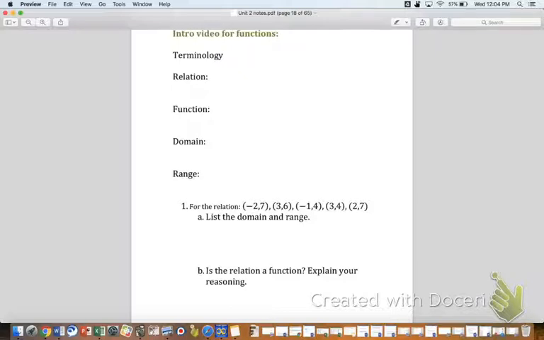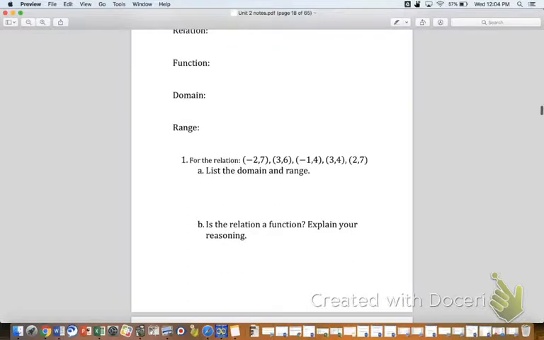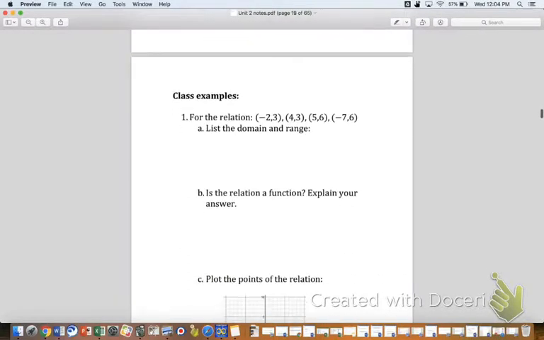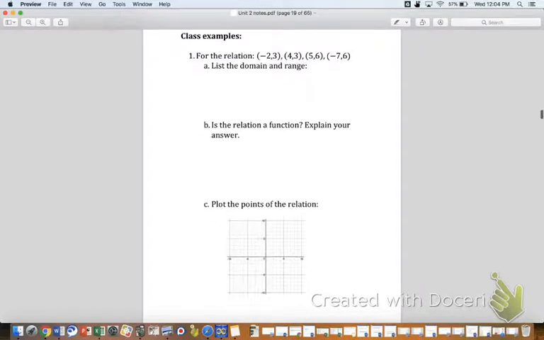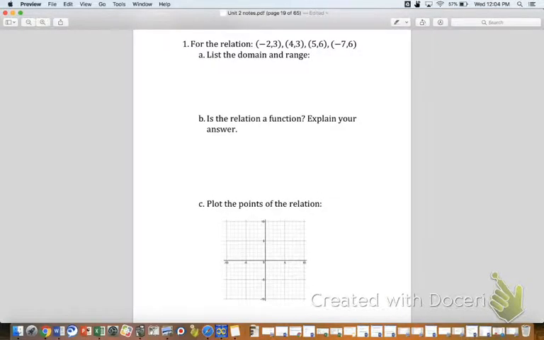We did one little example within that video, and I thought a great way to start this off would be to see how you're doing with the video material. So let's try this one right here. I'm going to call on you guys to see how much you can help with these questions. There we go. For the relation, it lists all these points, with x's and y's: negative 2, 3, and 4, 3, et cetera. It says list the domain and range.